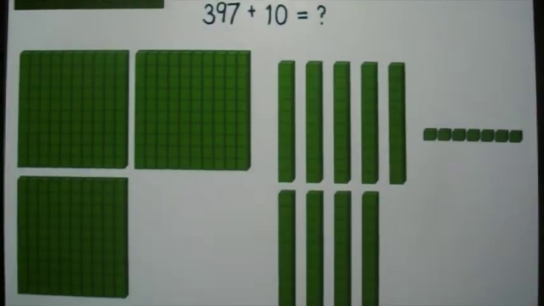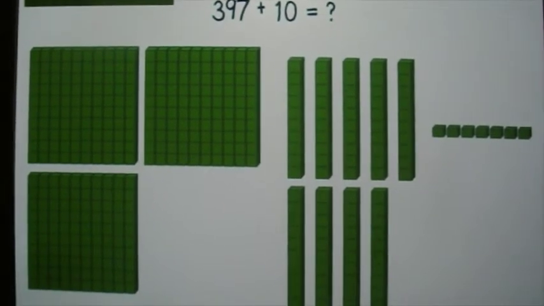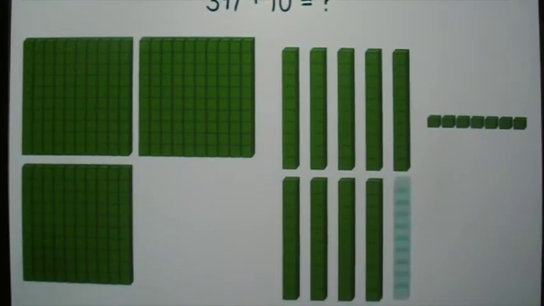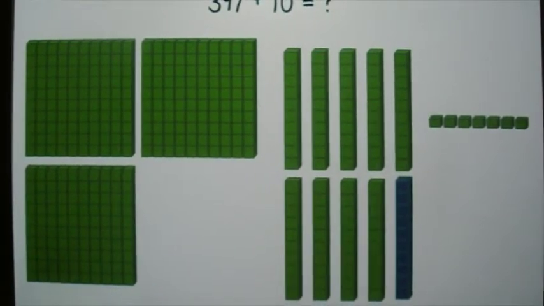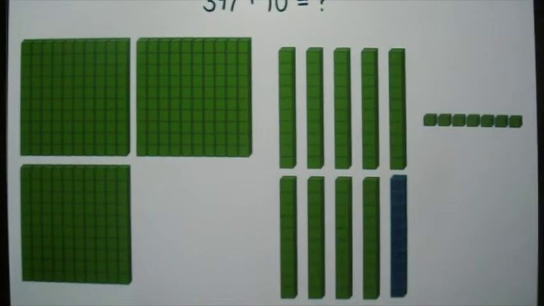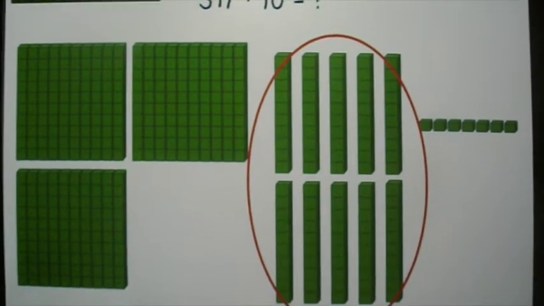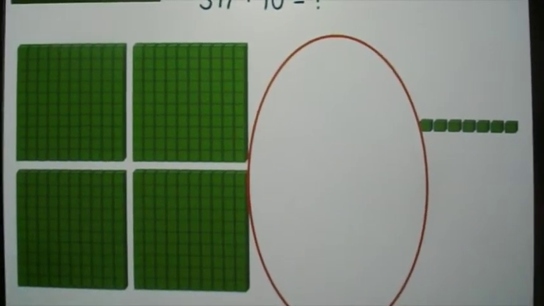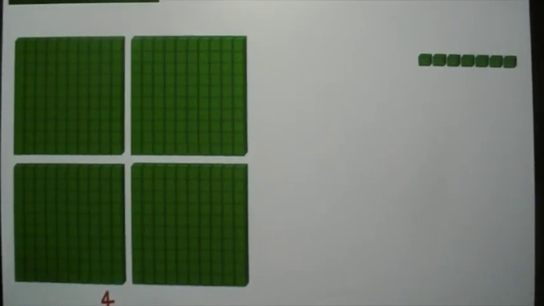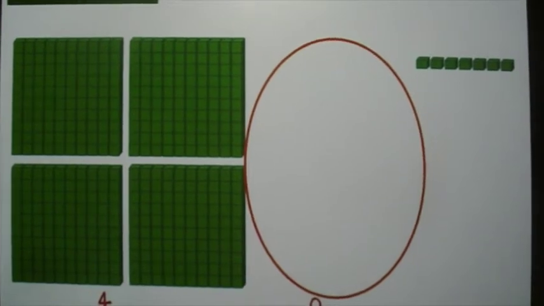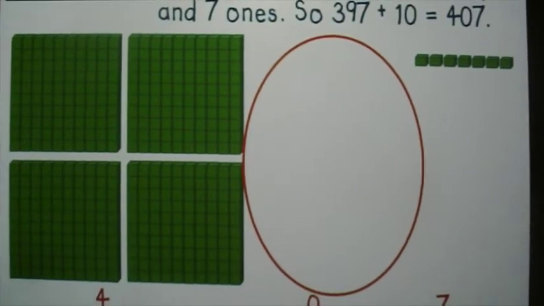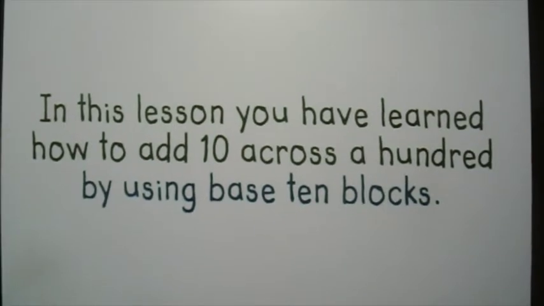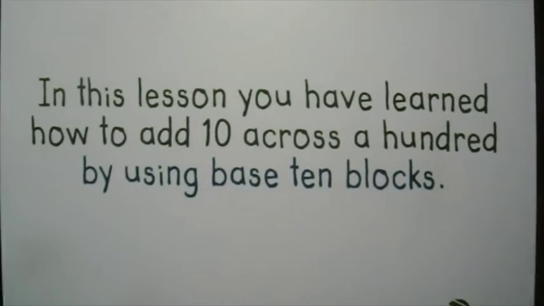So first thing I do is put out 397 in base 10 blocks. The number sentence tells me to add 10. So when I add 1 ten, I have 10 tens now. I know that 10 tens makes 100. So now that I have 10 tens, I can bundle them all together and I can compose 100. So now that means I have 4 hundreds, 0 tens, and 7 ones. So 397 plus 10 makes 407. In this lesson, you have learned how to add 10 across 100 by using base 10 blocks.